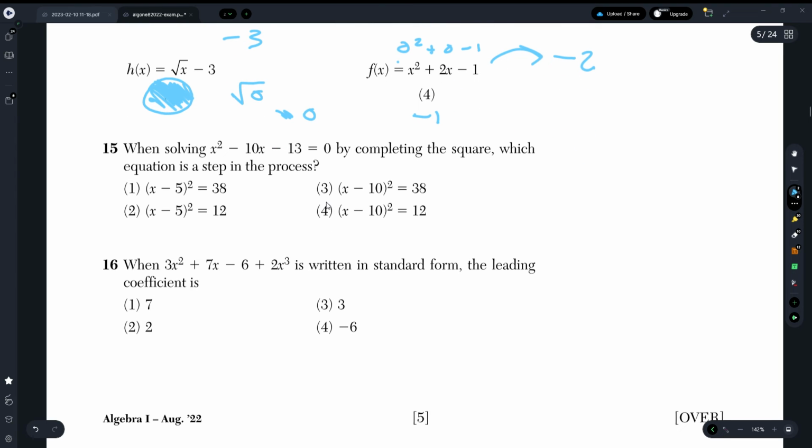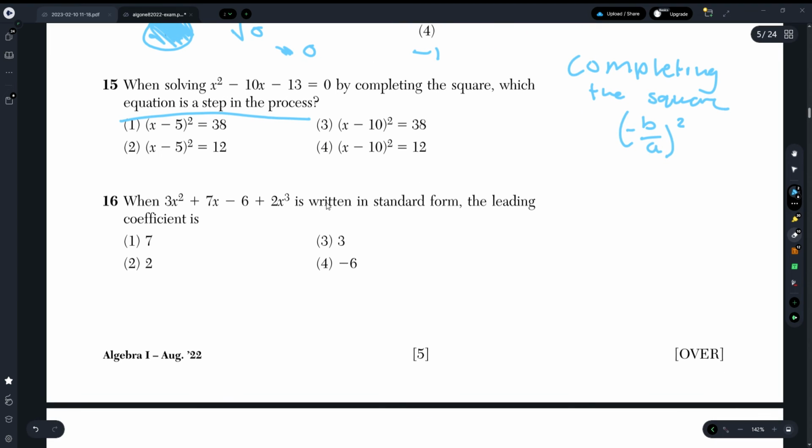When solving x squared minus 10x minus 13 is equal to 0 by completing the square, which equation is a step in the process? Right, so completing the square, a popular formula is -b over a squared. Remember that. I'm going to show you the process for solving that right now. So just remember -b over a squared. So x squared minus 10x minus 13 is equal to 0.